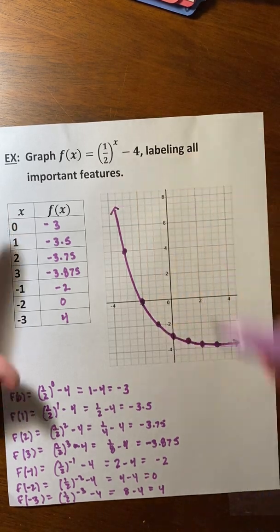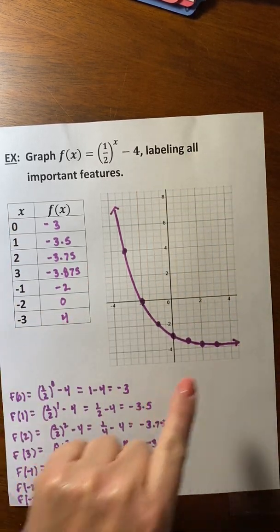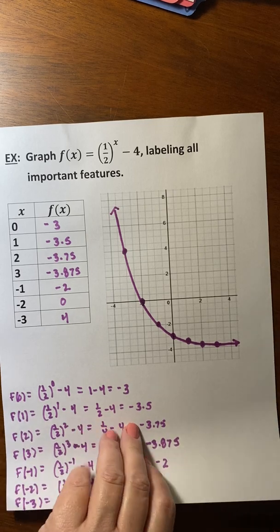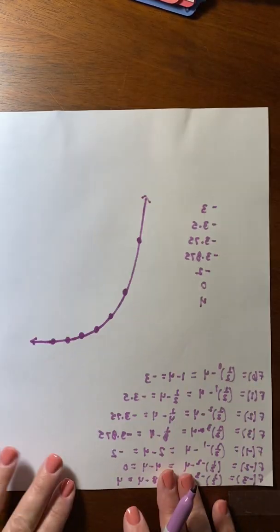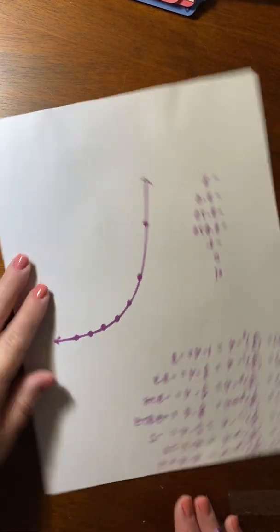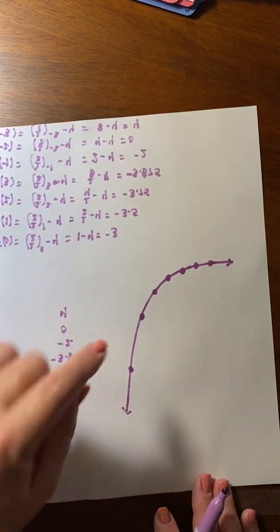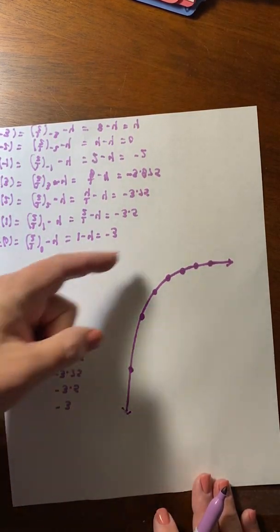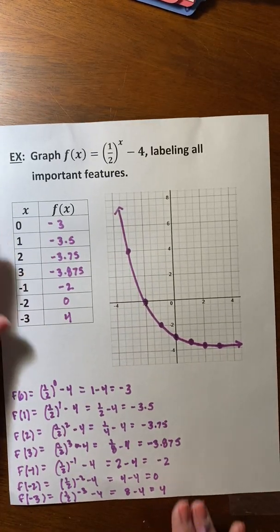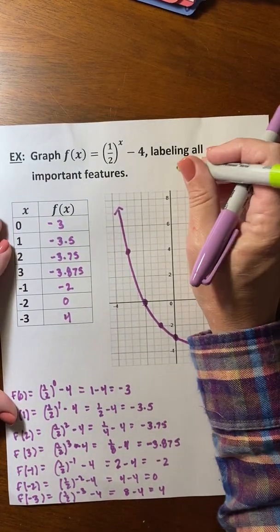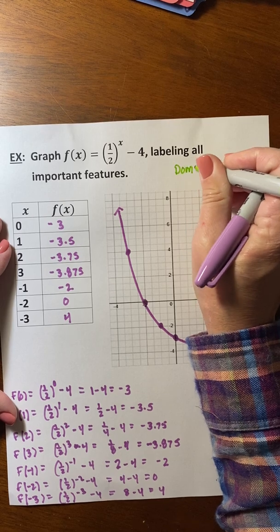So always, all exponential functions shoot off in one direction, they level off in the other. If it was a different function, it would look like this. It could level off to the left, shoot off to the right, could be upside down, or it could shoot off to the bottom left, but level off as we move to the right, and so forth and so on. So all our important features, well, our domain is all real numbers.